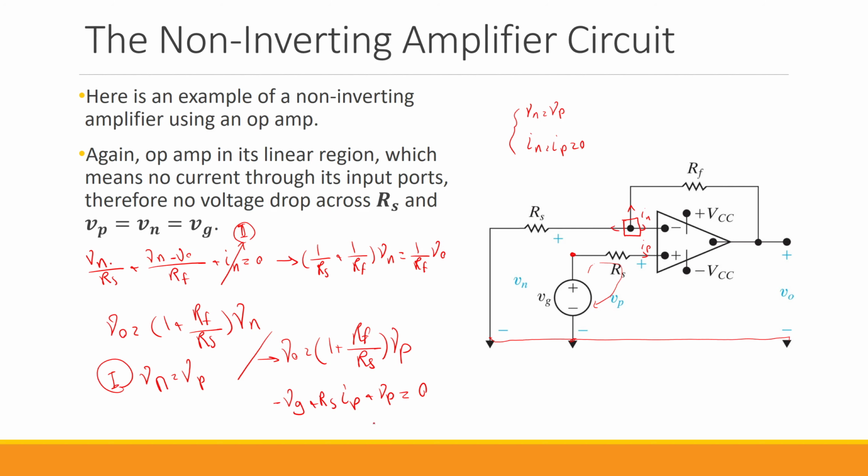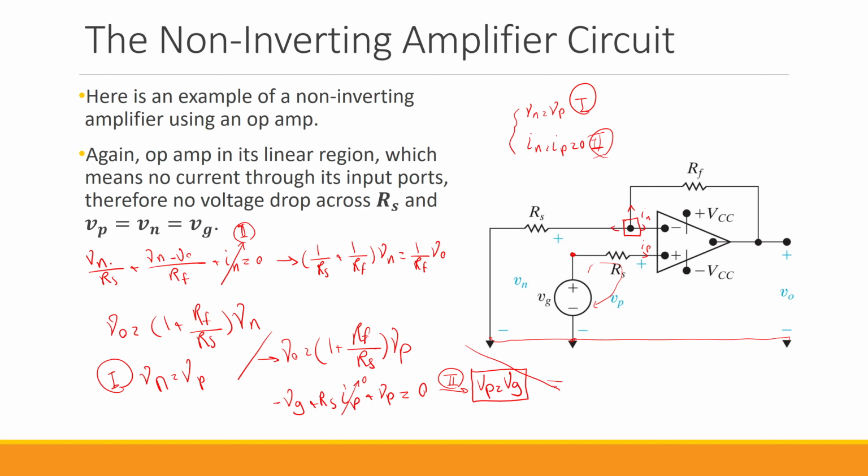But what happens is that from the second constraint that we have here, this one is the first one. From the second constraint, we know that Ip equals 0. So when Ip equals 0, we realize that Vp equals Vg. So for Ip being 0, basically whatever voltage that we apply here for Vg is going to be present at the non-inverting terminal of the op-amp.